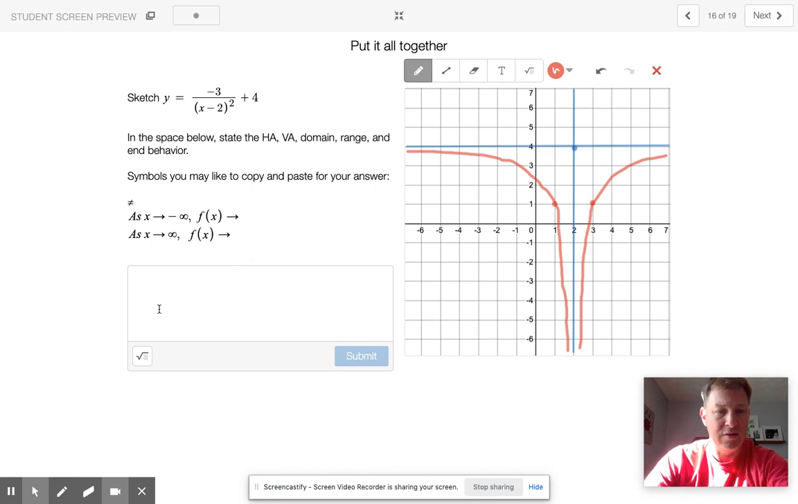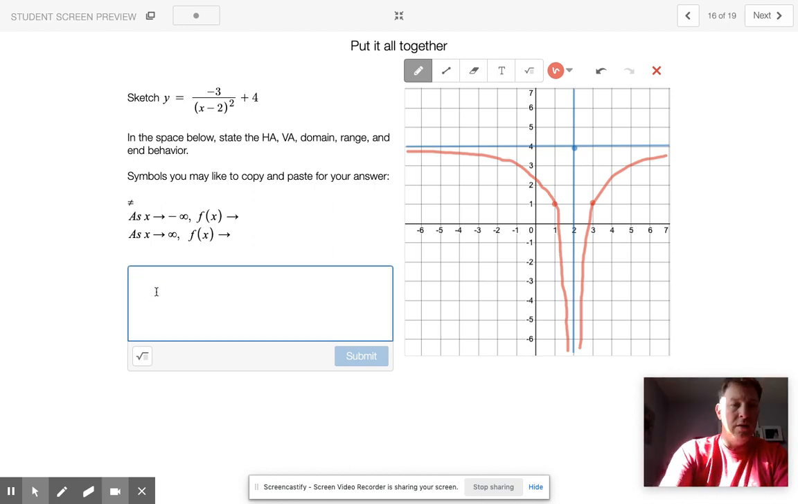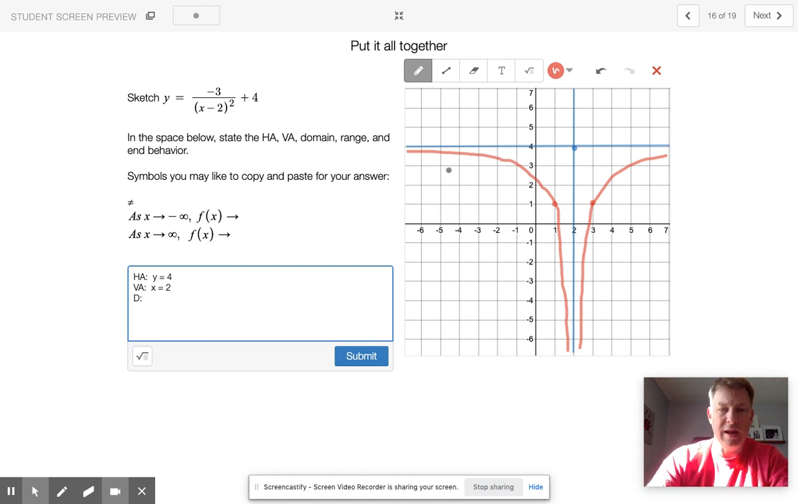So let's go ahead and answer the questions. The horizontal asymptote we already discussed was the line y equals 4. The vertical asymptote was the line x equals 2. Domain: in this case, the domain is all real numbers.